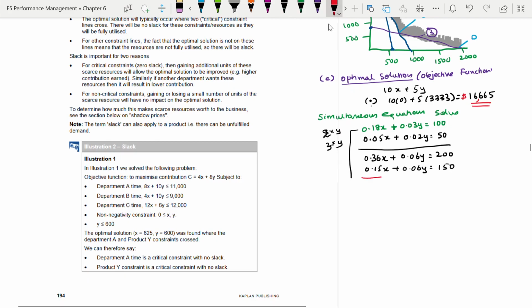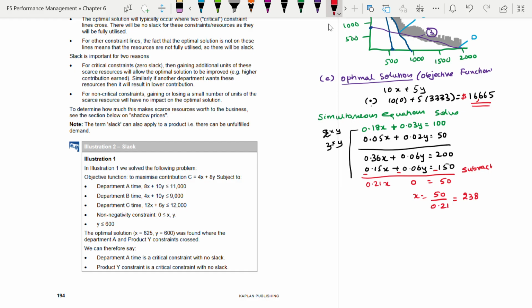If you subtract, just the signs will change. Minus, minus, minus. If it is plus, it becomes minus; if it is minus, it becomes plus. It will become 0. How much will come here? It will become 0.21x equal to 50. So x will be 50 divided by 0.21. How much do you get? It comes to 238.